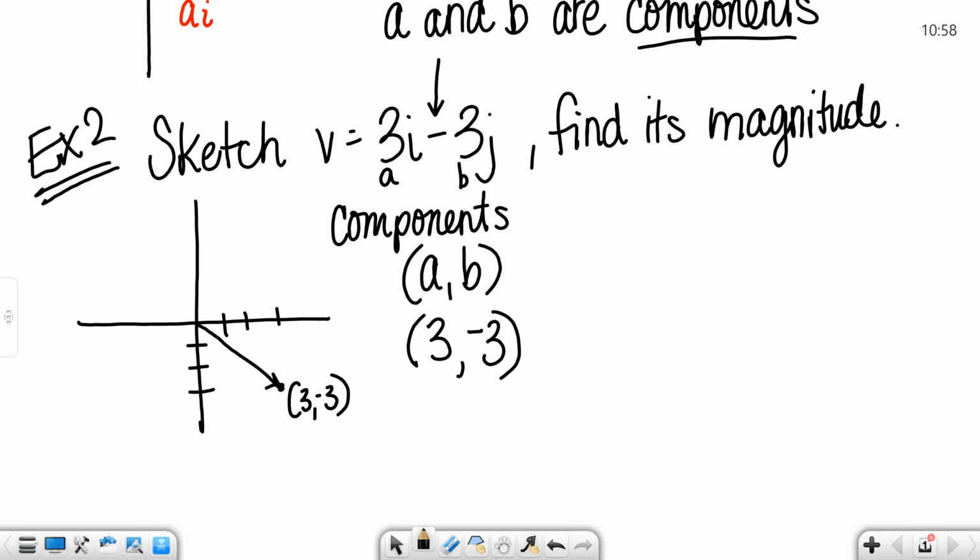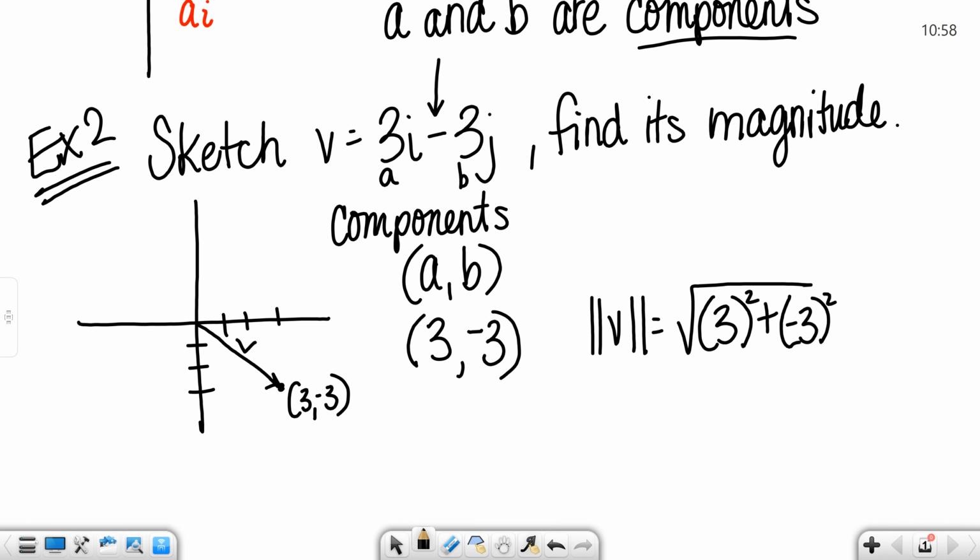Those are our components, A and B. So this would be our vector. Okay, so there's the graph. And now it says find the magnitude. Okay, so this is the notation for magnitude. And we would take A squared plus B squared. We get the square root of 18.